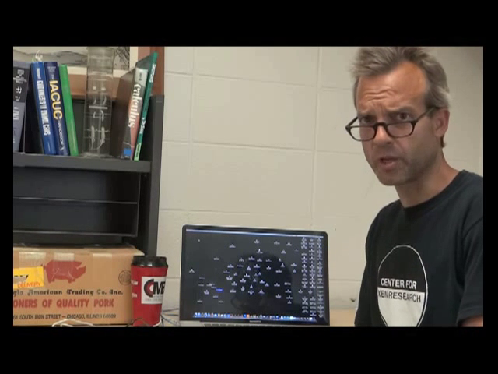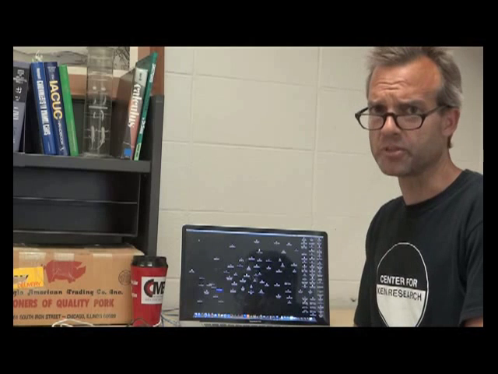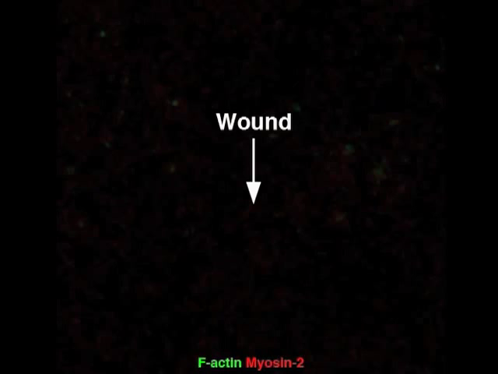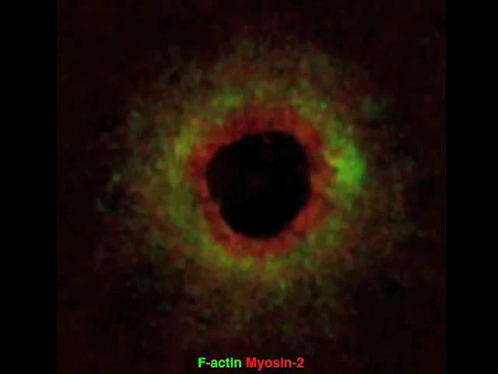The system employed for this study is frog oocyte wound healing, and the idea is pretty simple. The oocytes are wounded, actin filaments and myosin II accumulate around the wound, forming a contractile ring. The ring then closes over time.